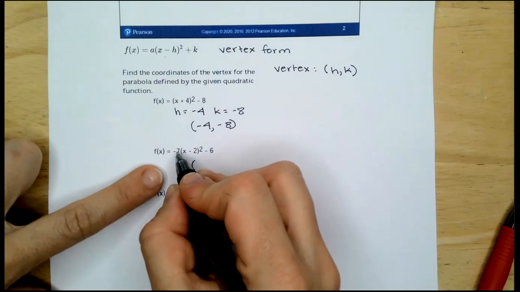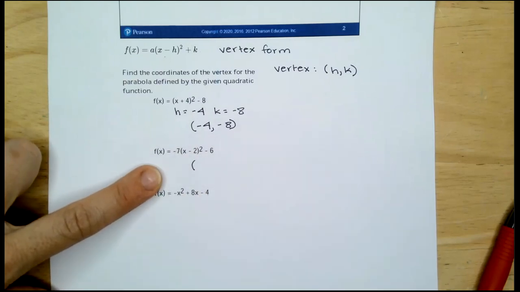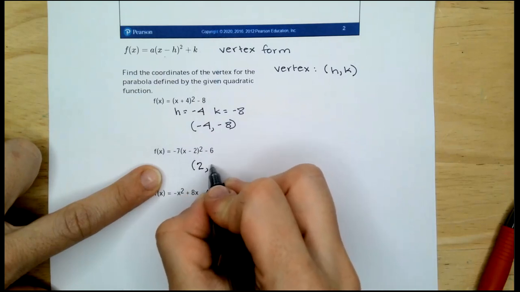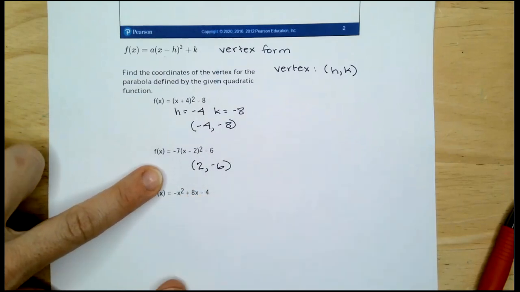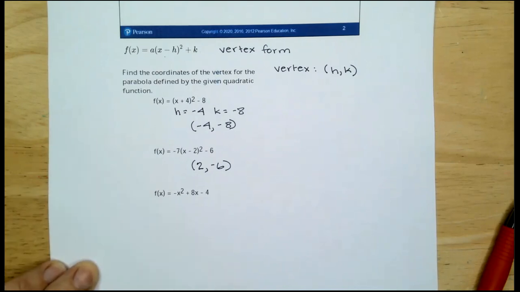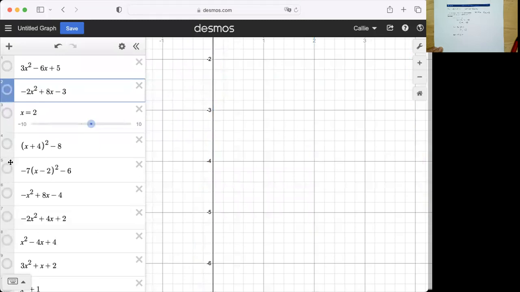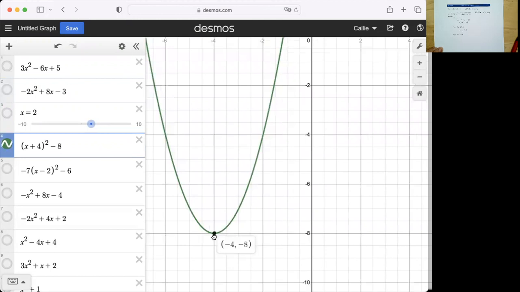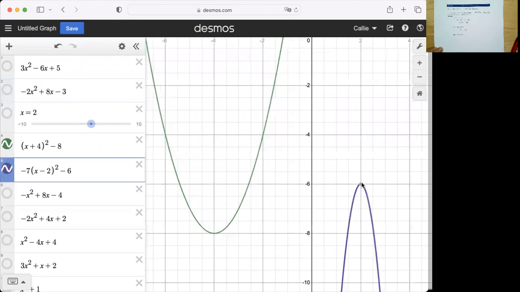For this one, don't worry about that 7. That 7 is fine to stay right there, that negative 7, I apologize. And my h is 2, and my k is negative 6. Okay, I'm going to show it to you in Desmos as well. So that first one was x plus 4 squared minus 8, and we said that the vertex was negative 4, negative 8. Let's go down to negative 4, negative 8, and we'll see that that is the vertex. For this one, we said that the vertex is 2, negative 6. And again, we see 2, negative 6 is correct.